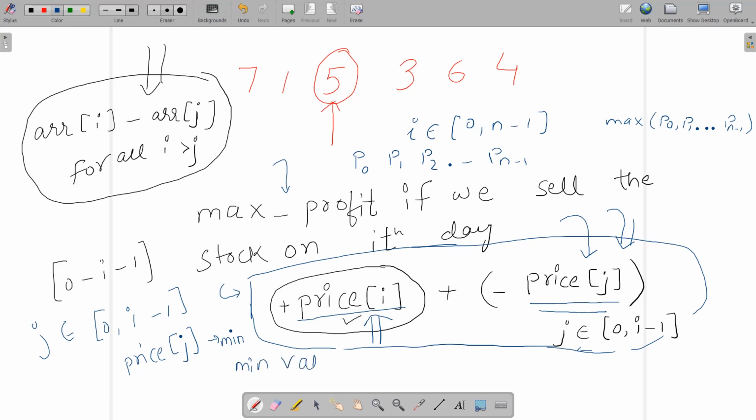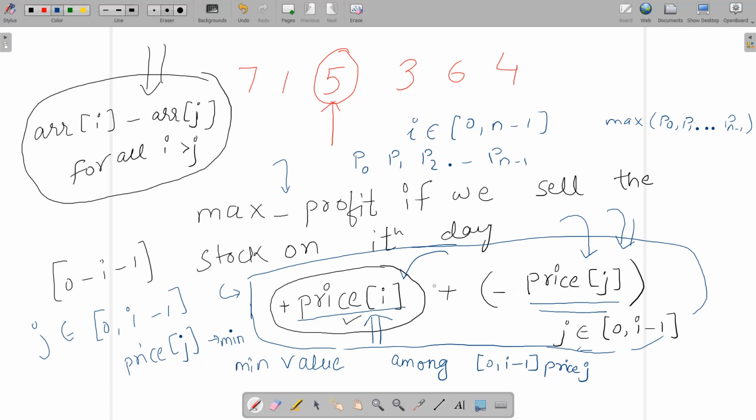We need to choose the minimum value among all the prices that are in the range 0 to i minus 1. We need to find out the minimum price of j. If we find the minimum price of j in the range 0 to i minus 1, and this value is already fixed, and we subtract that value, then we are going to get the maximum profit if we sell the stock on the current day.